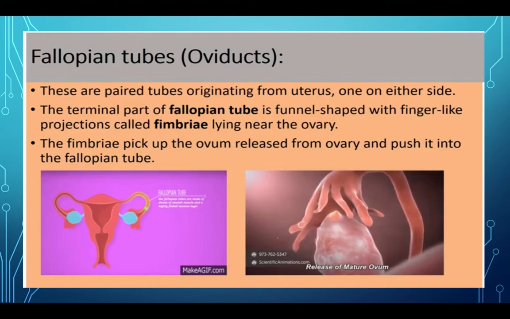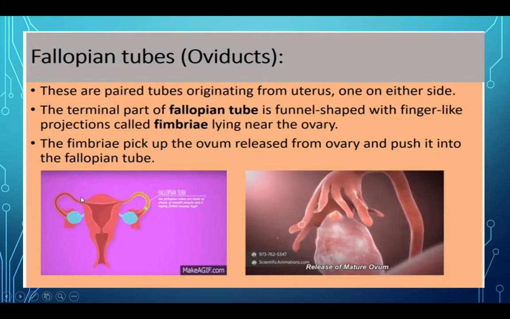There are paired tubes originating from the uterus, one on either side. You can see here, this is the uterus, this area only is the uterus. You can see the pair of tubes, this is one and this is the other, originating from the uterus on either side.